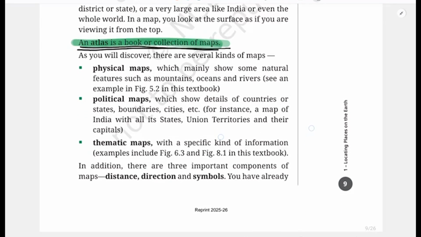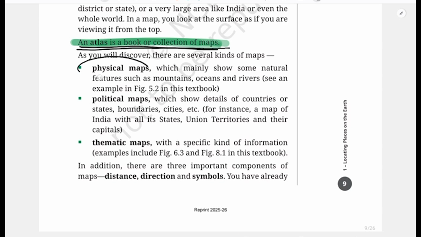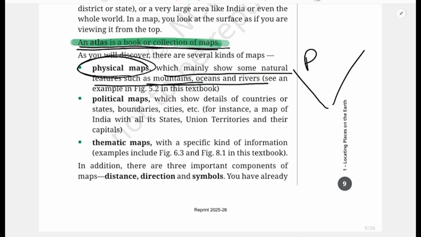There are several kinds of maps. The first is the physical maps, which mainly show some natural features such as mountains, oceans and rivers. On a physical map, we represent the plateaus, the Western and the Eastern Ghats, and all can be represented on physical maps.